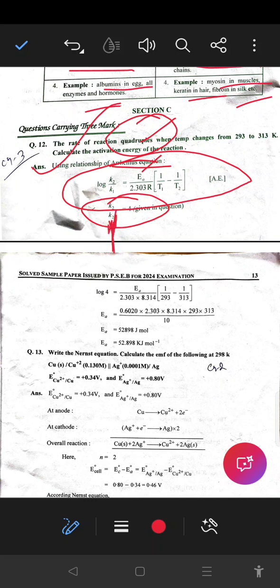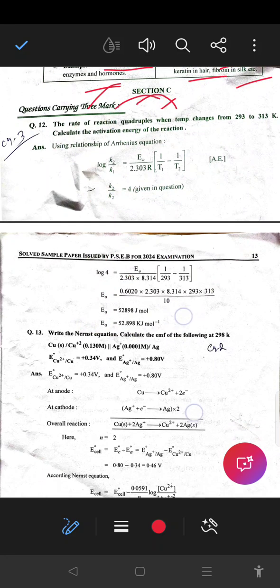So we put log K2 over K1, that is 4, equals Ea over 2.303 times 8.314, into 1 over T1 minus 1 over T2. So you will calculate the activation energy, that is 52.898 kilojoule per mole.